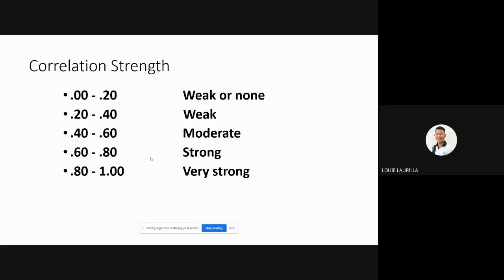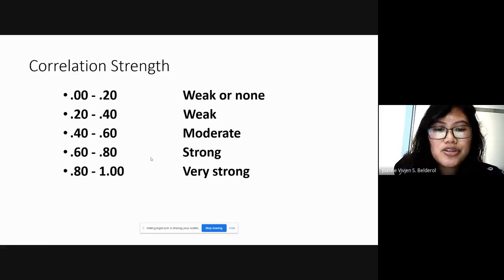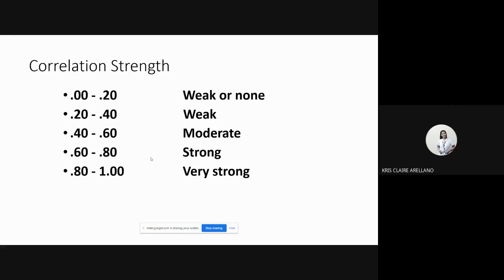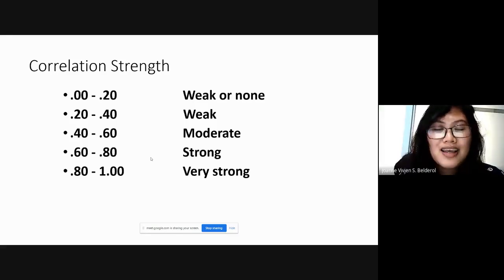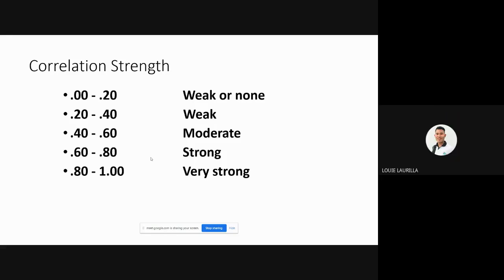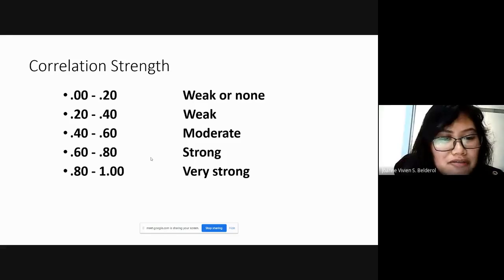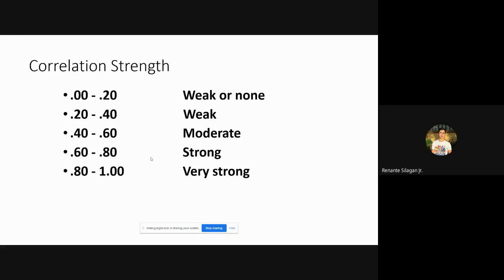Negative relation. What is it? Weak, moderate, strong, very strong. Negative 0.4. Weak, ma'am. It can be weak. How about negative 0.7? Strong. Negative 0.7, ma'am.